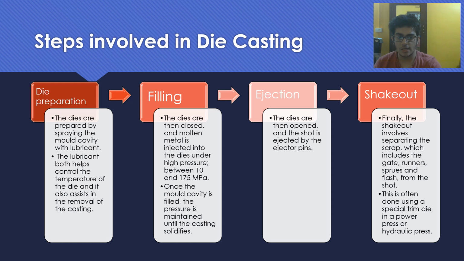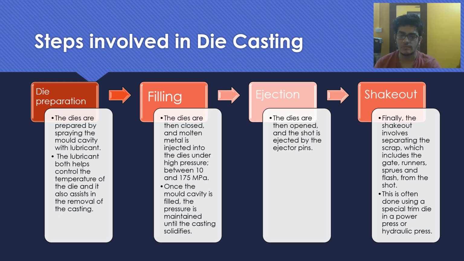Steps involved in die casting: die preparation, filling, ejection, and shakeout. Die preparation basically means lubricating the die so that the die temperature can be controlled and the metal casting can be removed easily. Filling means whatever we saw on the last slide. It basically consists of injecting the molten metal at pressures between 10 to 175 megapascal. That's a huge amount of pressure. The pressure is maintained until the casting solidifies, so that there should not be any problems like bubbles or bad grain structure.